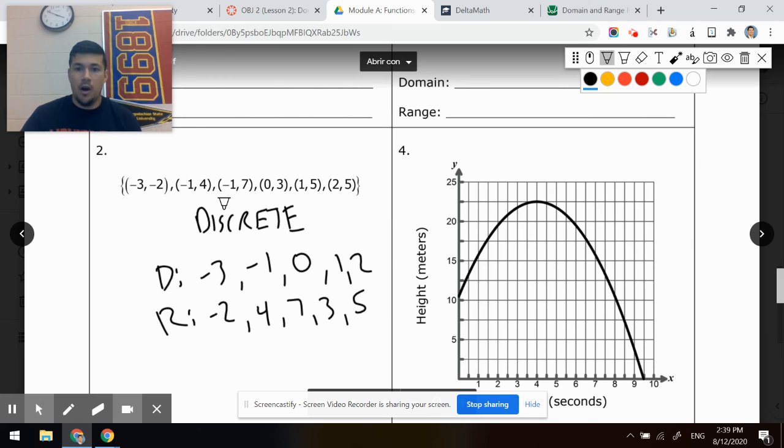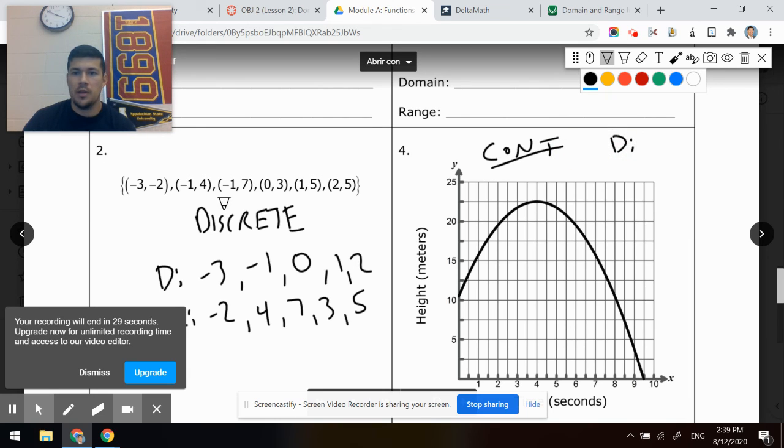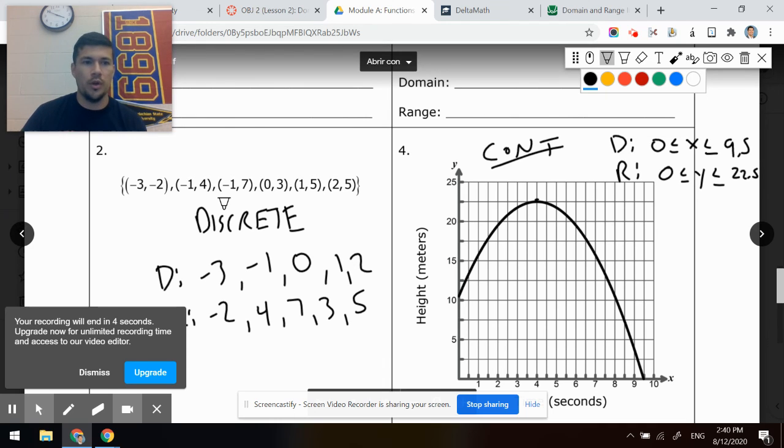That's discrete. Number 4, you can see that this is continuous. And I encourage you to take notes from this. This is continuous. You have a domain that starts at 0, the leftmost part is 0, less than or equal to x, and it ends all the way at 9.5. And you have a range whose bottom is 0. The bottom of this graph is 0. And it goes all the way up to, that looks like it's right at 22.5. So that's a continuous domain and range, more aligned to what you were already doing.